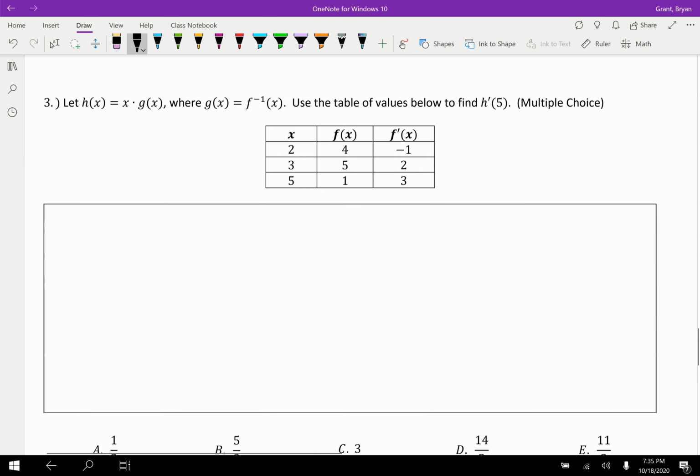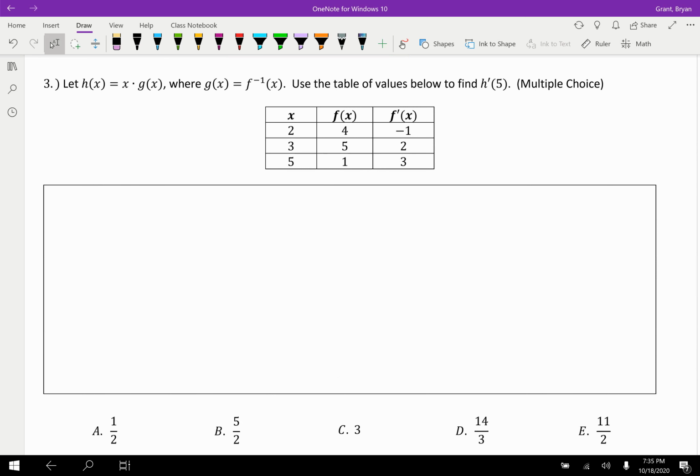Two to go. Let h of x equals x times g of x, where g of x equals f inverse. Oh my gosh, we have 3 different function names here. Use the table of values below to find h prime of 5. Oh, all right, similar idea. Need a little bit more space having done this problem before.